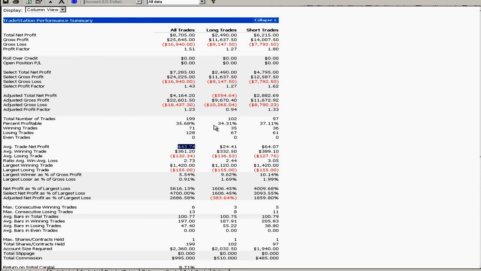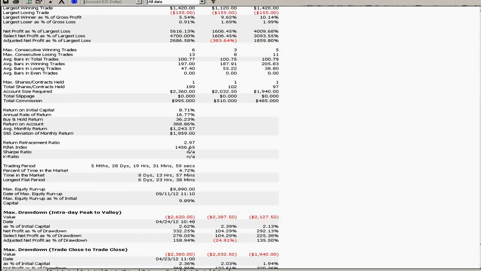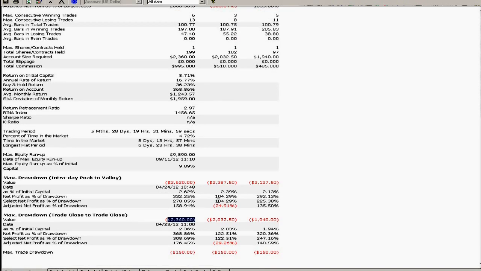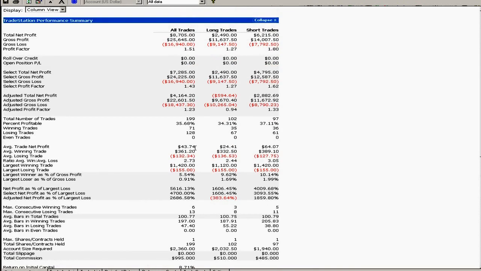If you look at this system, you'd say the system looks okay. It could be better with the average trade net profit, but it's not quite as high as we'd like it to be. The drawdown is 2360. We'd like that to be a little bit less because we ideally want to see 10 times our max drawdown. If that was a smaller drawdown, that'd be fantastic. We'd also like to see a higher overall net profit.